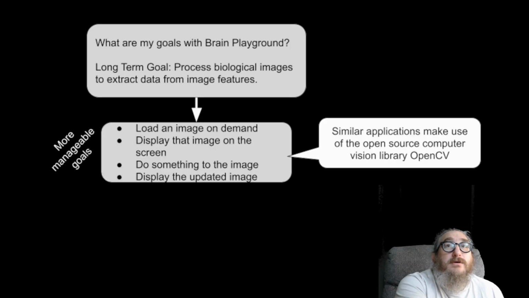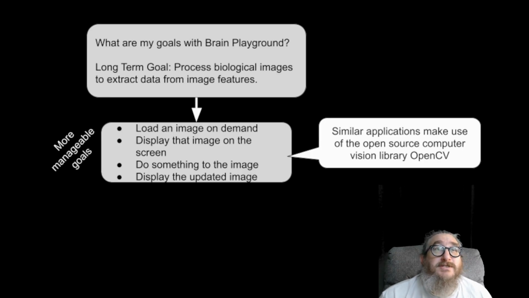Okay, so that long-term goal of creating a program to process biological images is daunting and huge, and I have no idea where to start. That's just too big of a goal to really be able to do anything with. So I came up with some more manageable goals. I want to be able to load an image on demand. In other words, the user will want to open an image and choose which image they open. So that's one of the goals.